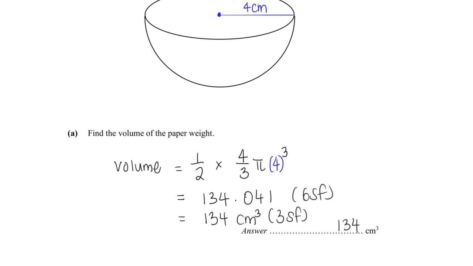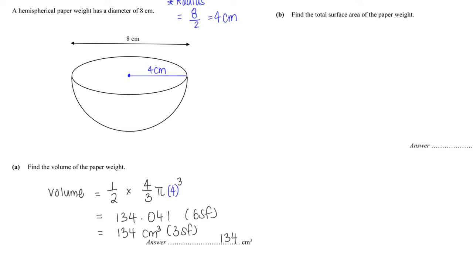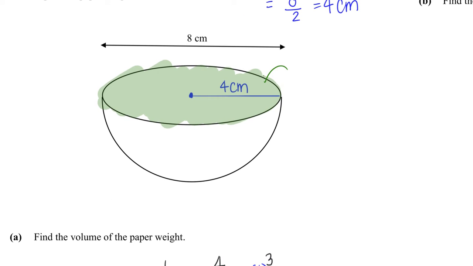Now, for part B of this particular question, we are required to find the total surface area of this paper weight. And at this point, I wish to highlight to you two particular surfaces of attention. One is this green color portion, which is the circle. So for this circle, this will be pi r squared. The next one would be this purple color surface, which is the curved surface area of this hemisphere.